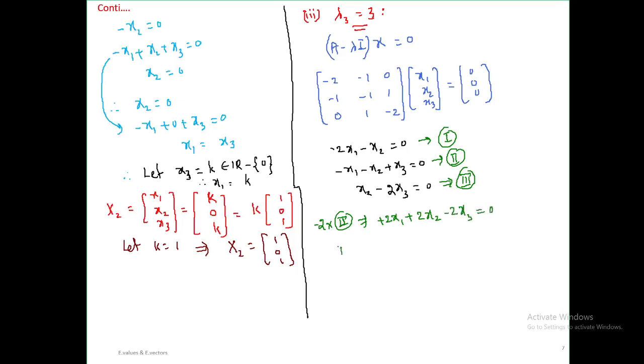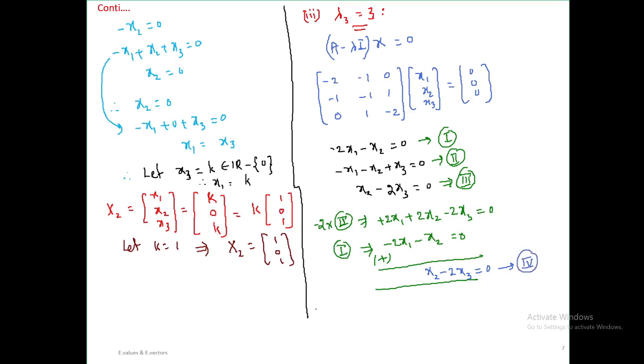And Roman number 1, what will you get? Minus 2x1 minus x2 equal to 0. If you club these two, x1 will disappear and we will get an equation in terms of x2 and x3. Already the last equation is in terms of x2 and x3. Then I am adding these two equations. What will we get? This is 0, 2x2 minus x2 remains x2, and minus 2x3 equal to 0. Assume this is the new equation, the fourth one.